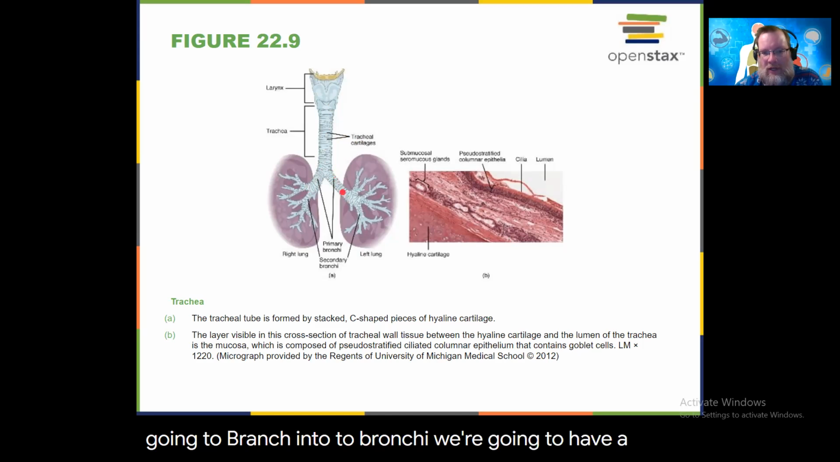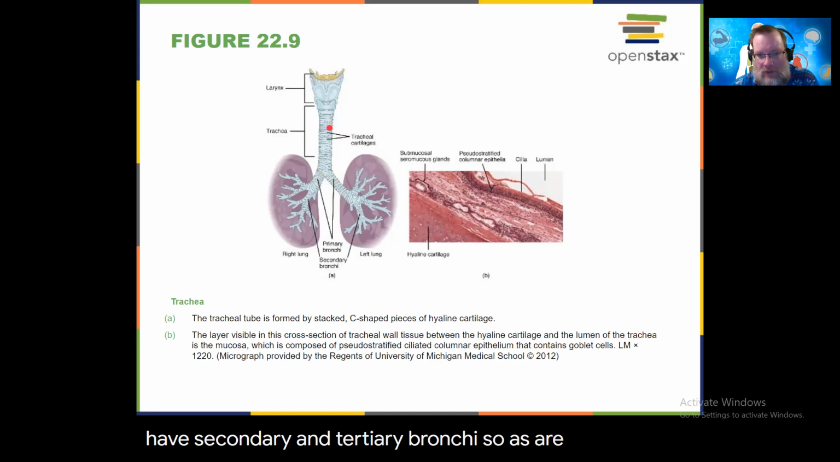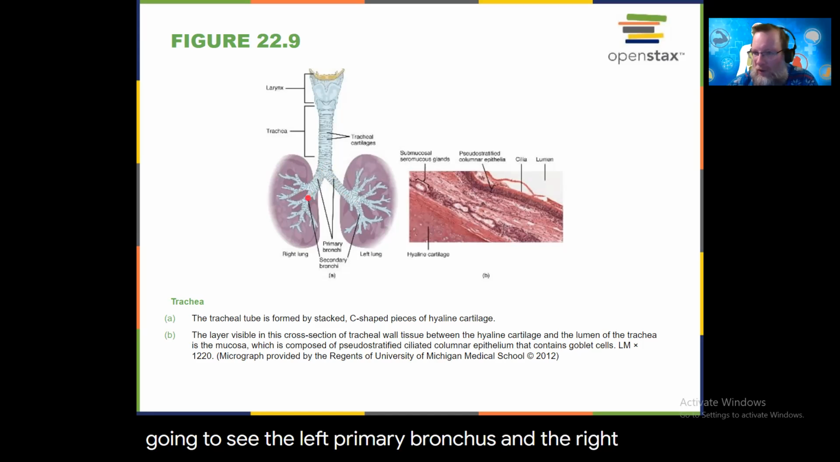We're going to have a left and a right. They call them primary bronchi, by the way, because we do have secondary and tertiary bronchi. So as air continues to flow down toward the lungs, we move into the trachea and then branch over to the left lung and the right lung. So we're going to see the left primary bronchus and the right primary bronchus.